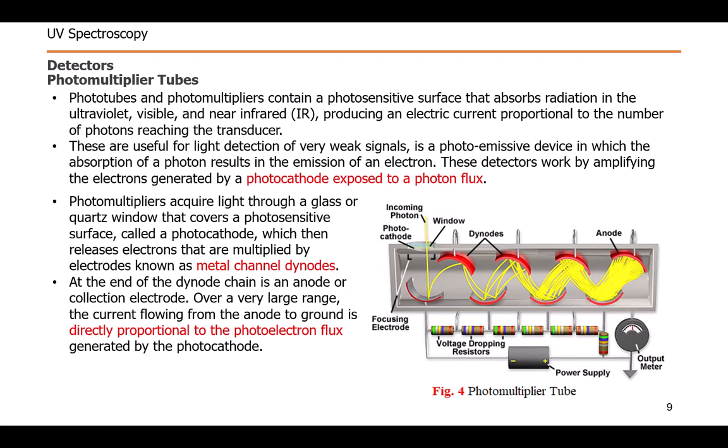The second type is called photomultiplier tubes. These consist of a photocathode on which radiation from a slit or a window falls. This photocathode produces an electronic current. This electronic current passes through a series of diodes. Each diode increases the strength of this current. After passing so many diodes, this current is collected at the anode.